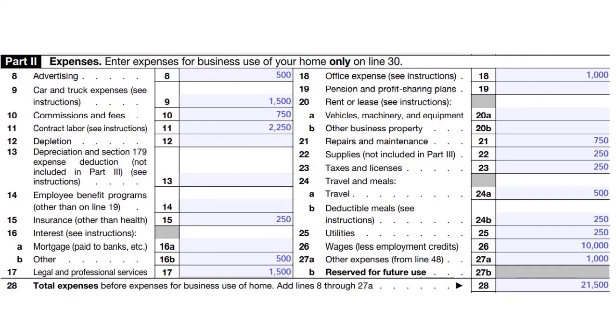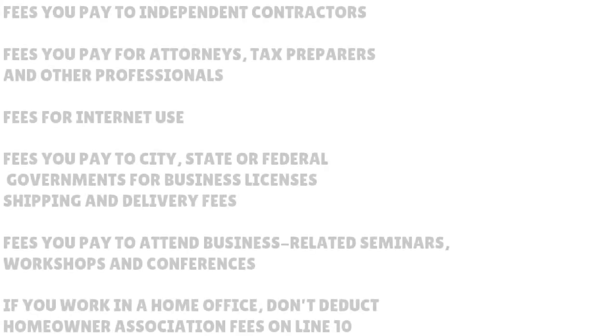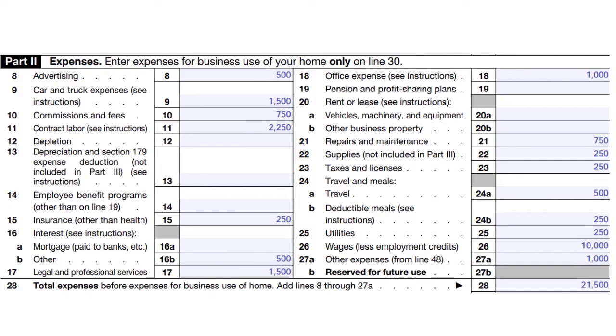If you want more information about the fees that you actually pay to brokerages, you can go to our video on IRS Schedule C, line by line instructions, how to report capital gains and losses. Those are totally different. So there are certain fees you cannot deduct on line 10. Fees you pay to independent contractors, fees you pay to attorneys, tax preparers, and other professionals, wages, bonuses, and commissions you pay to employees, fees for internet users, fees you pay to city for city or business licenses. All right, those you don't actually deduct here.